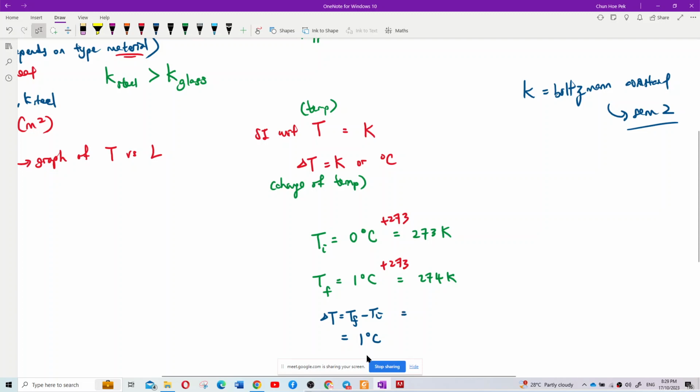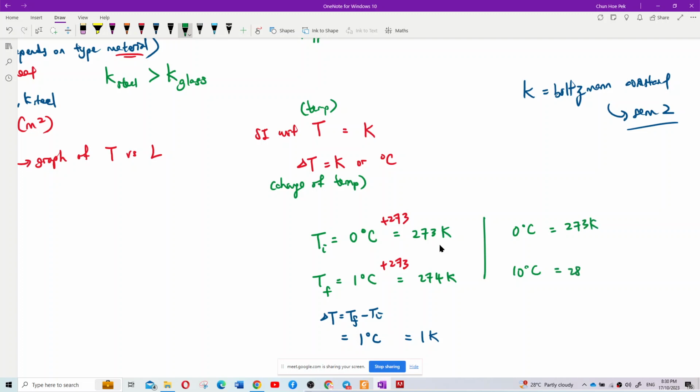Now, how about change of temperature in Kelvin? We also take 274 minus 273. So how many Kelvin is the change of temperature? Also 1 Kelvin. Correct or not, class? Okay. Let's say from 0 degrees Celsius change to 10 degrees Celsius. So this is actually 0 degrees Celsius, 273 Kelvin. This one is 283 Kelvin.